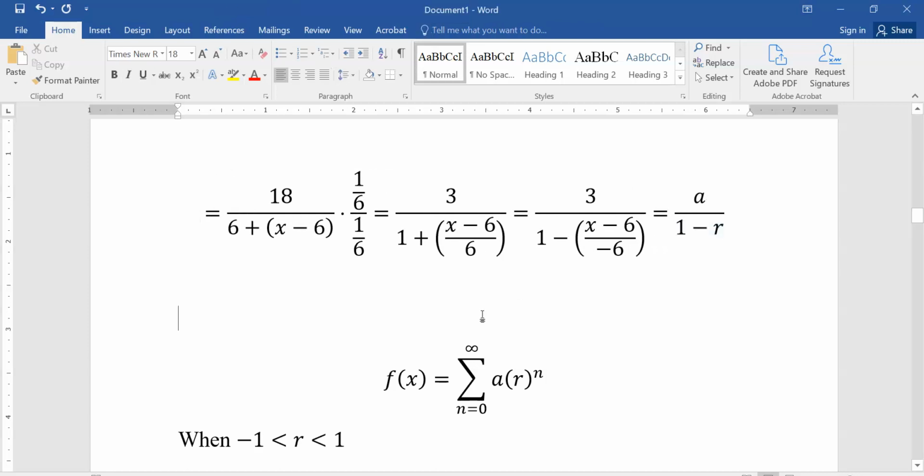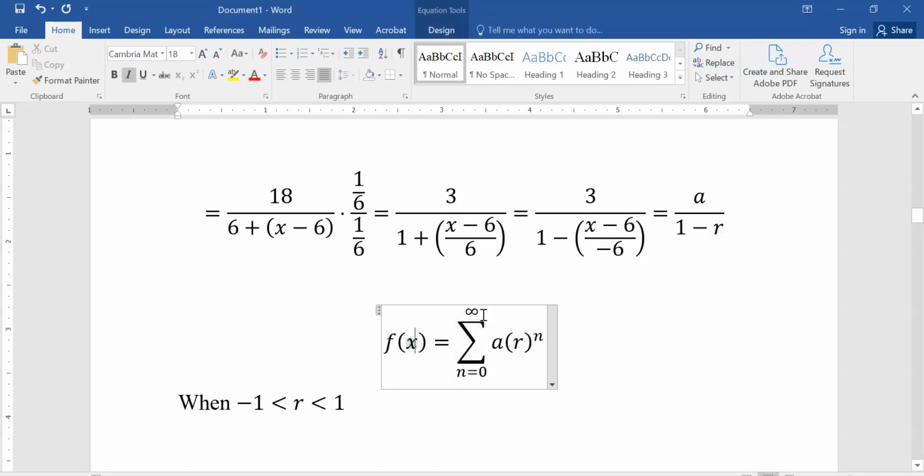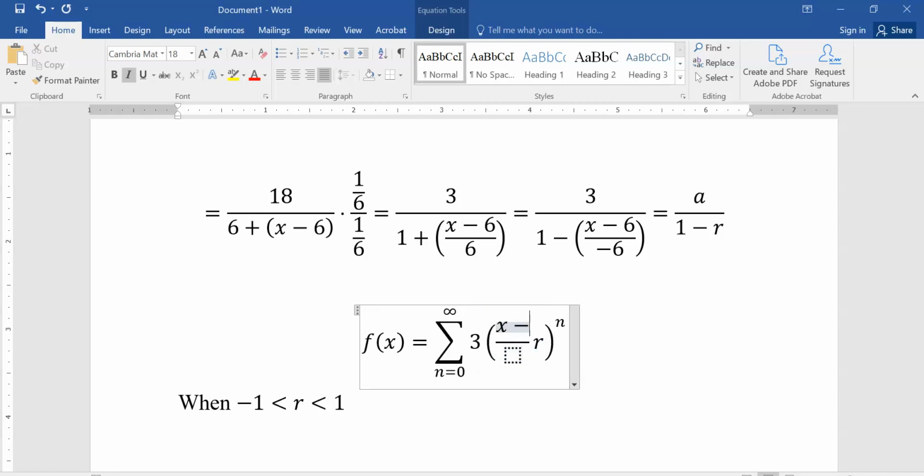A in this case obviously is 3. The r in this case is (x minus 6) over negative 6. So this function can be written as a power series, the summation of 3 times ((x minus 6) over negative 6) to the nth power. Again, that's whenever this r here is between -1 and 1.